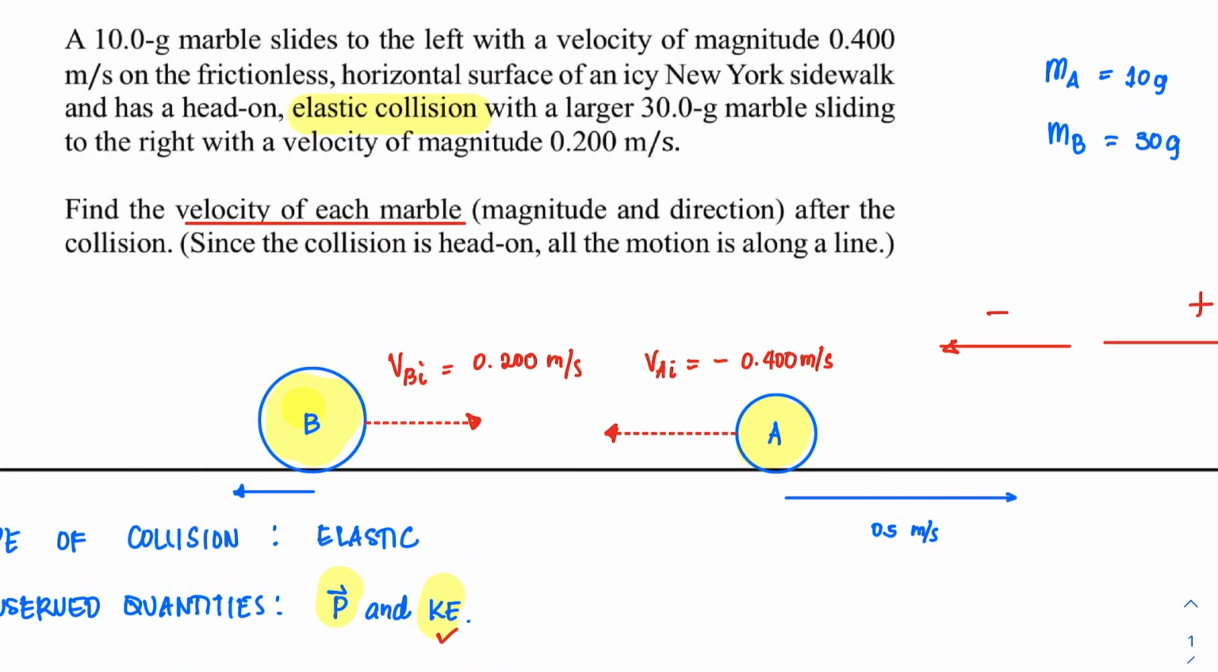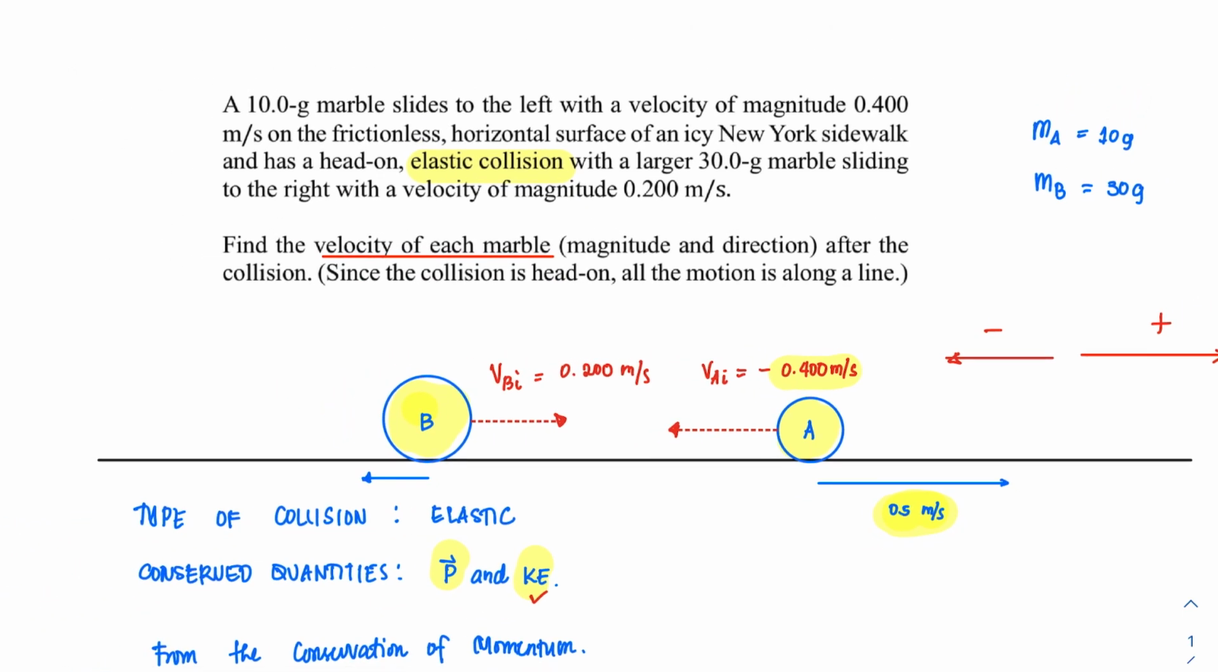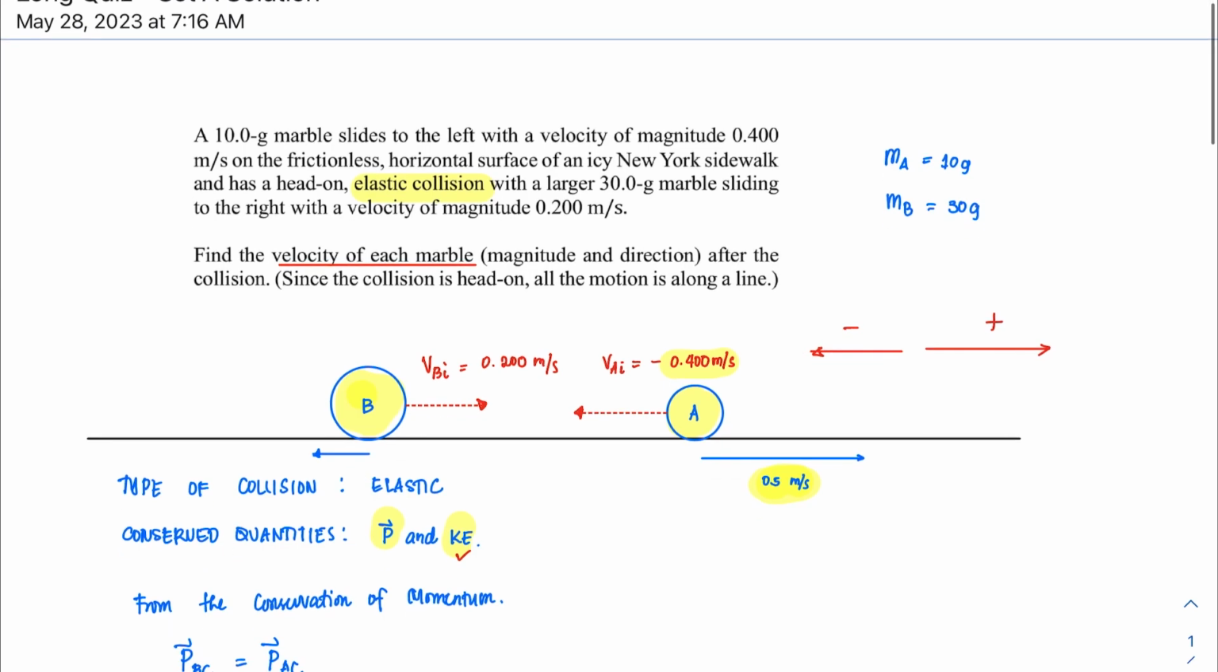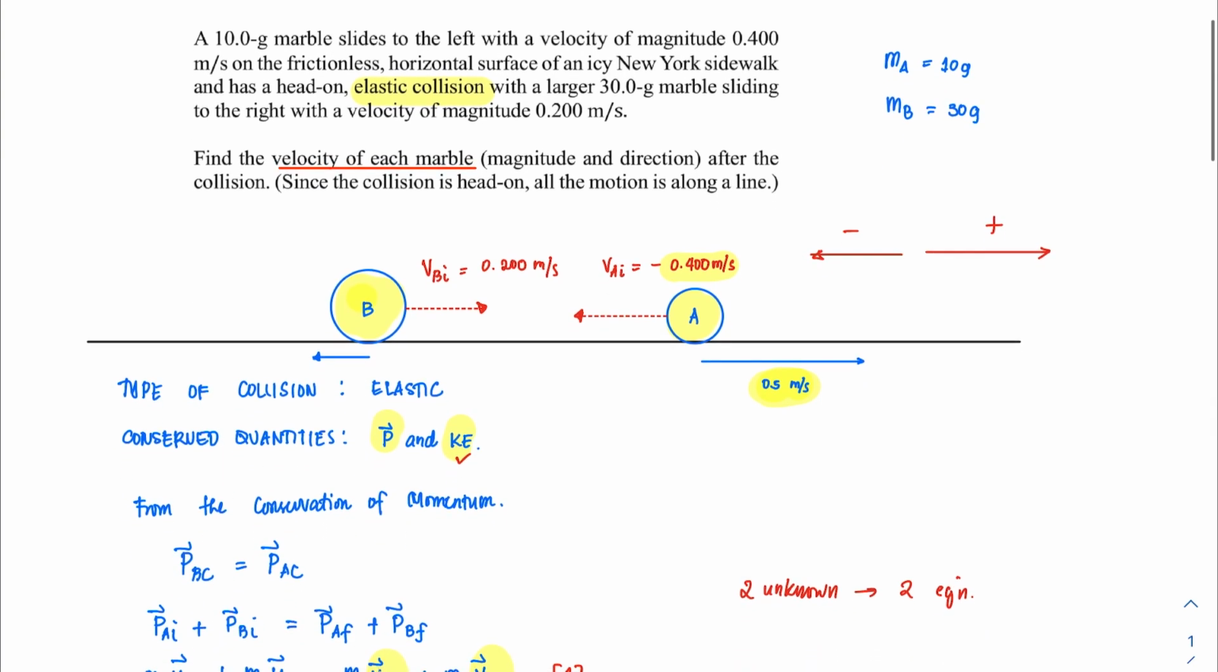This is sensible because most of the momentum is actually transferred to the smaller mass, because it now moves at 0.5, initially 0.4, and now it's moving at 0.5. So we expect that VBF also will move at a smaller velocity to conserve the momentum. Alright, so this is the solution for long quiz set A.